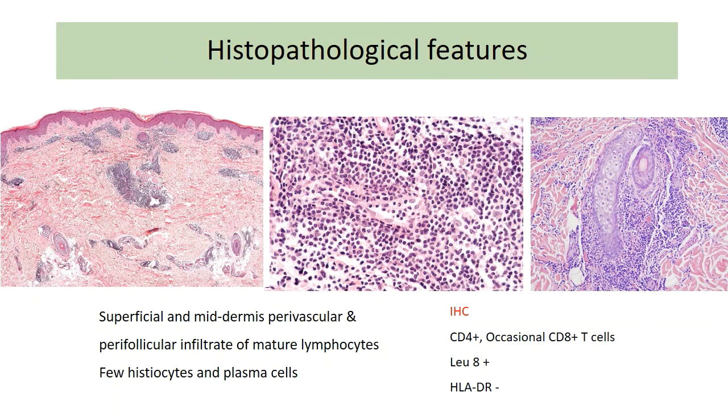The histopathological features are superficial and mid-dermal perivascular and perifollicular lymphocytic infiltration admixed with few histiocytes and plasma cells. On higher magnification, here we can see a dense perivascular lymphocytic inflammation. Here we can see perifollicular inflammation. And these lymphocytes are CD4 positive, LEU8 positive, but HLA-DR will be negative.